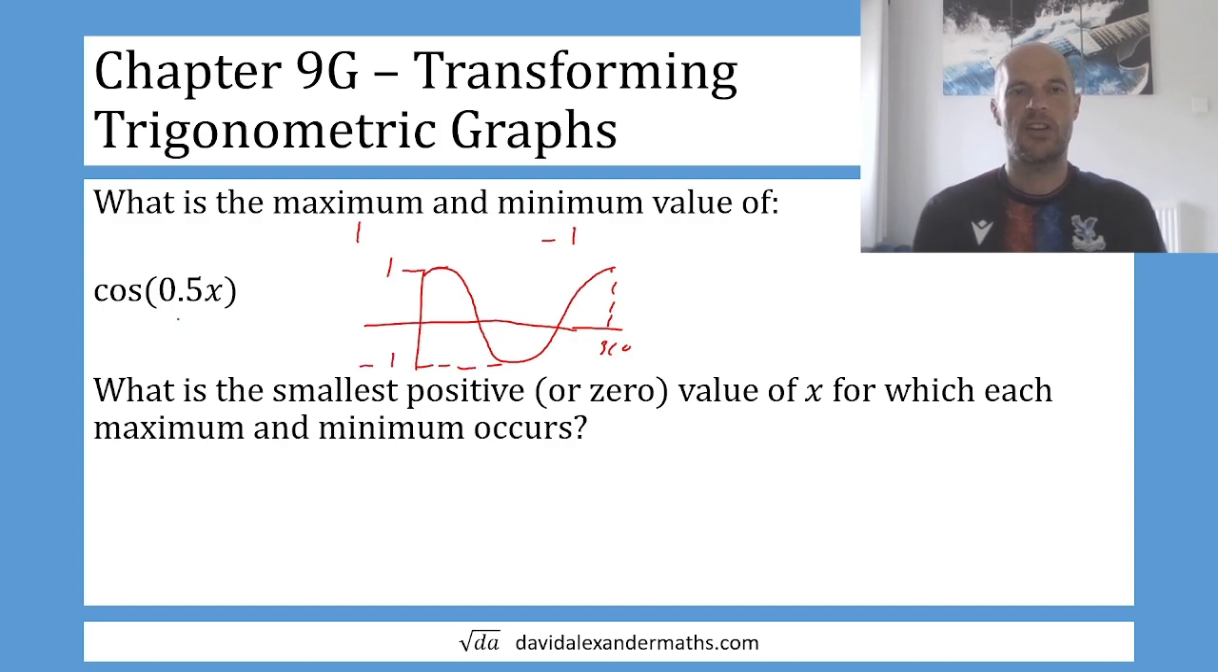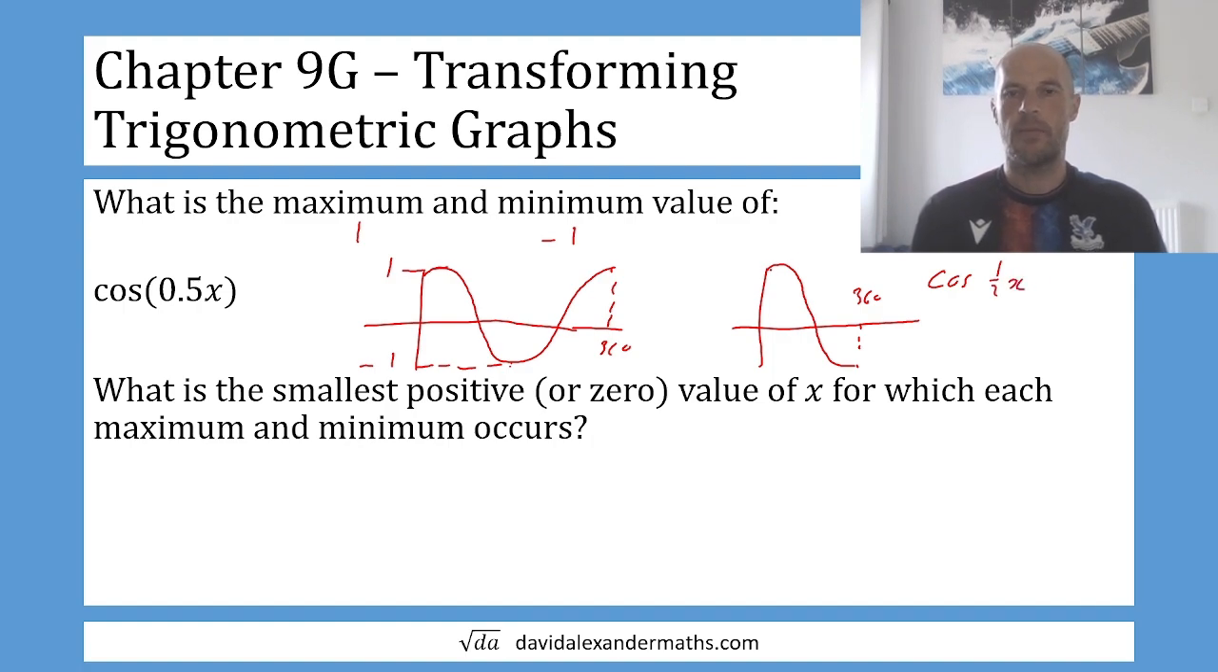Now the cos of 0.5x means we're only going to get half of this number of sine waves between 0 and 360. So between 0 and 360 for the cos of x we're getting 1 full sine wave. So for the cos of half x we're only going to get half a sine wave, so up to here. So it starts at 1, goes down, and okay, so this point here is 360, and this is the cos of half x, or 0.5x.